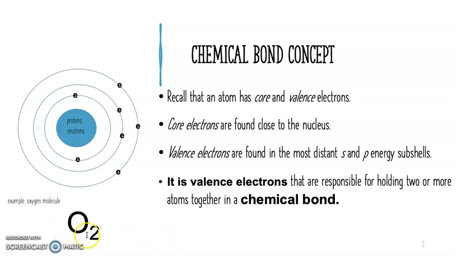Here's a symbol of an oxygen molecule. The valence electrons in the oxygen atoms are responsible for holding the two oxygen atoms together to form an oxygen molecule.